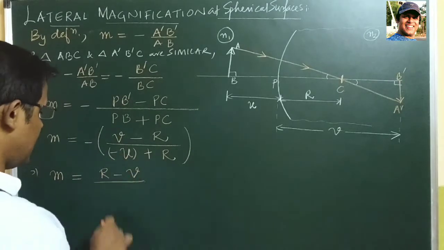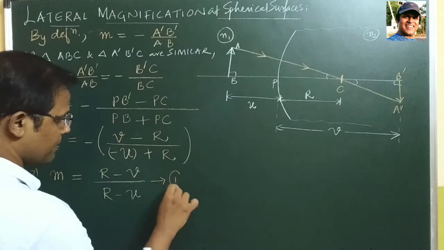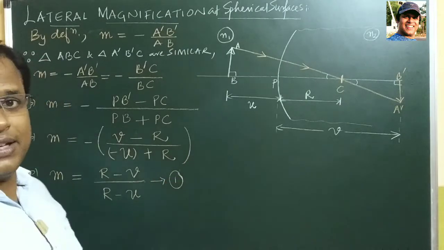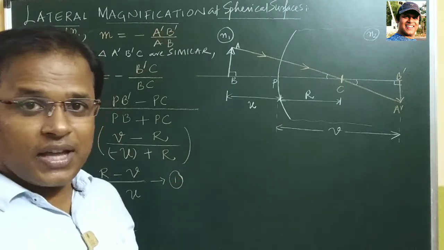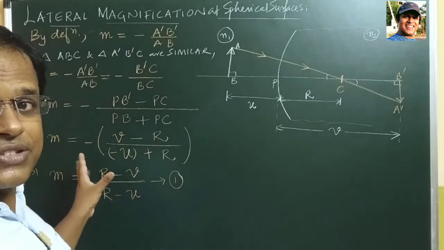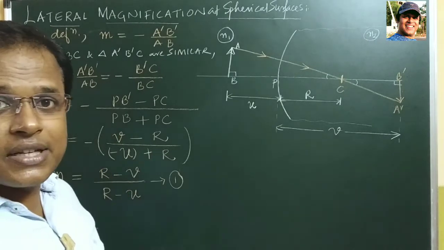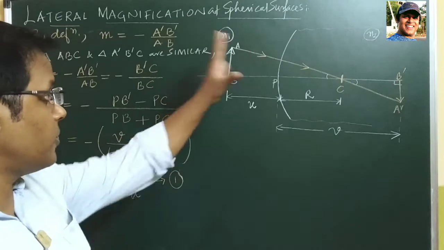ये R minus U होगा. ठीक है? So this is our equation number 1. So what is the purpose and what exactly are we doing here? Now I'm trying to find an expression for this M, and this is where I got stuck right now. So I need to find out what is that R for from this equation.